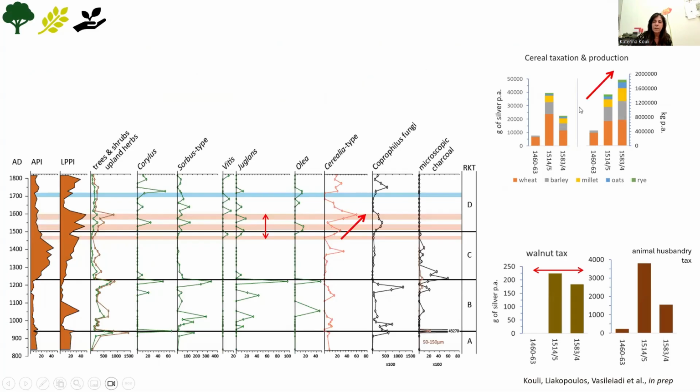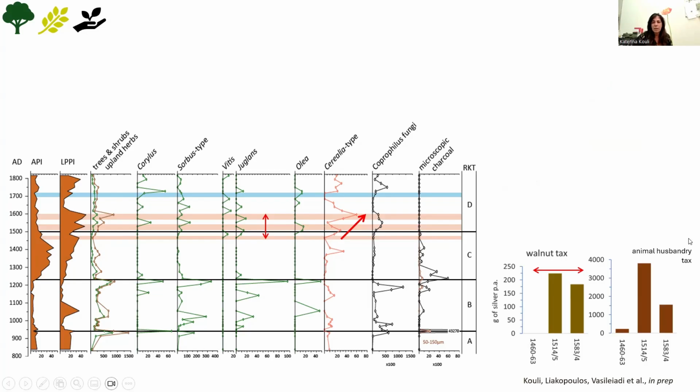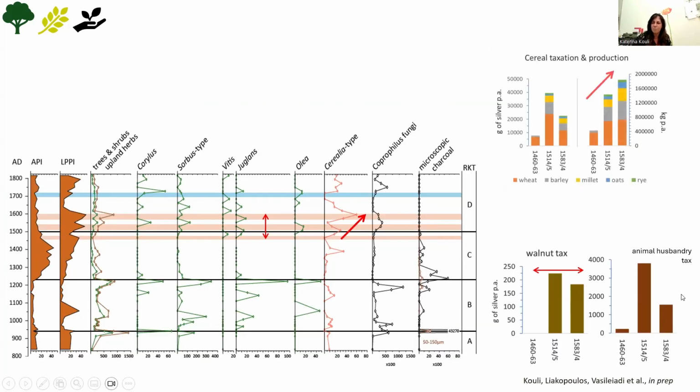You can see that the increase of cereals coincides very well with the increase in the taxation of cereals. So we are sure now that this is a very robust data set for describing land use. We can see that this increase in animal husbandry tax can be easily seen in the increase of the animal husbandry pollen indicators.